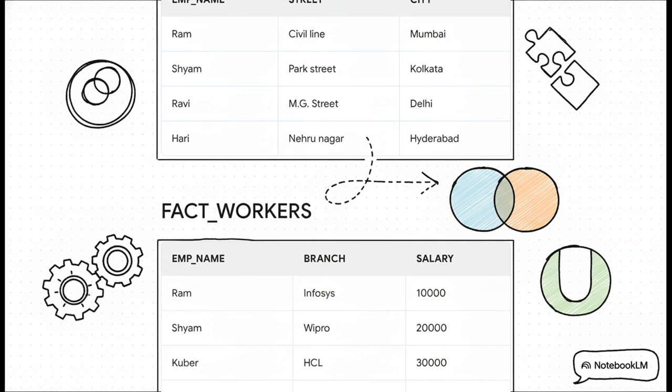All right, let's look at a classic example. On the left, we've got a table called employee with names and addresses. And on the right, we have fact_workers with names, branches, and salaries. You see the connection, right? They both share that EMP name column. That shared piece of information is the golden key that's going to let us link these two worlds together.